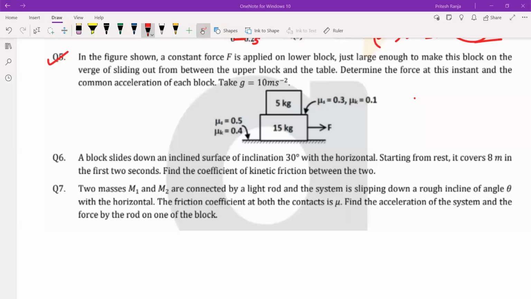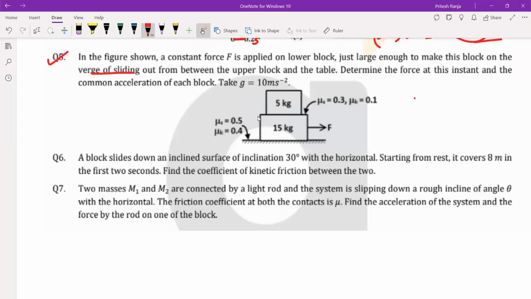Quickly, all will do this. So you are given two values for coefficient of friction. This is static friction, this is kinetic friction. Similarly, you have the static and kinetic friction for this surface. So here a constant force F is applied on the lower block, just large enough to make the block on the verge of sliding. It is on the verge of sliding between the upper block and the table. Determine the force at this instant and the common acceleration of each block.